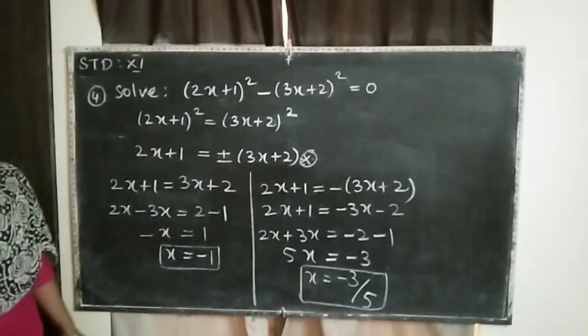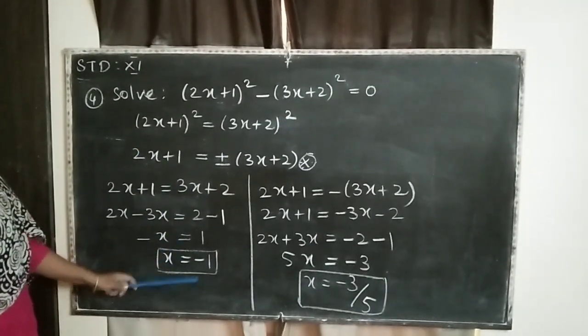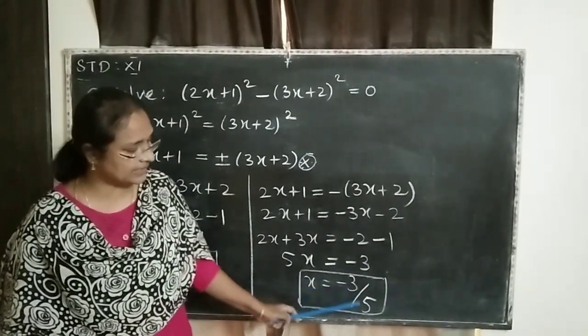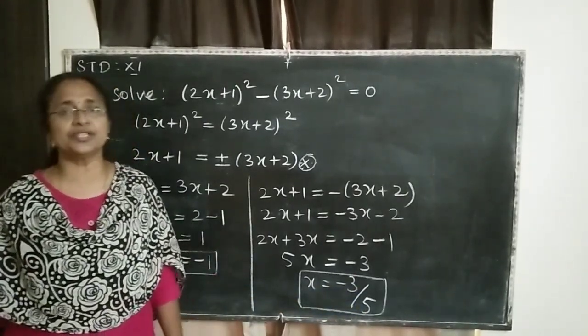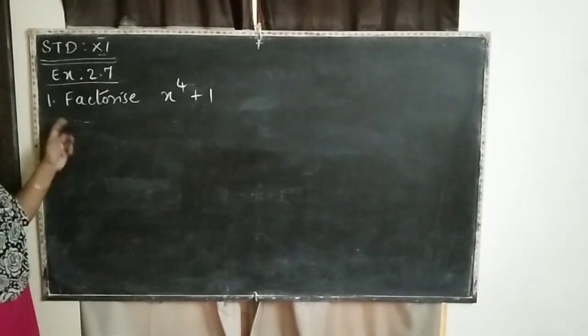Yes or no? x is equal to minus 3 by 5. Now, what are the roots or zeros of this expression given? x is equal to minus 1 and x is equal to minus 3 by 5. Is it clear, students? Okay students, let's discuss exercise 2.7.